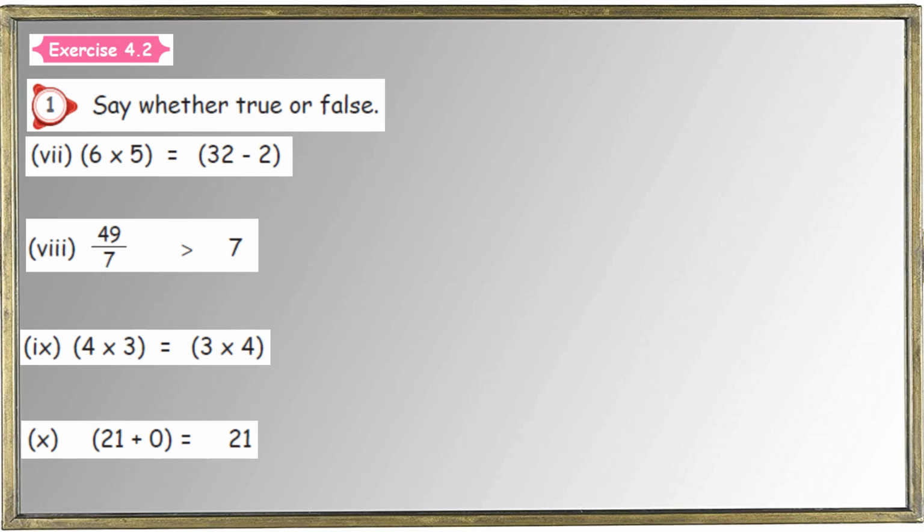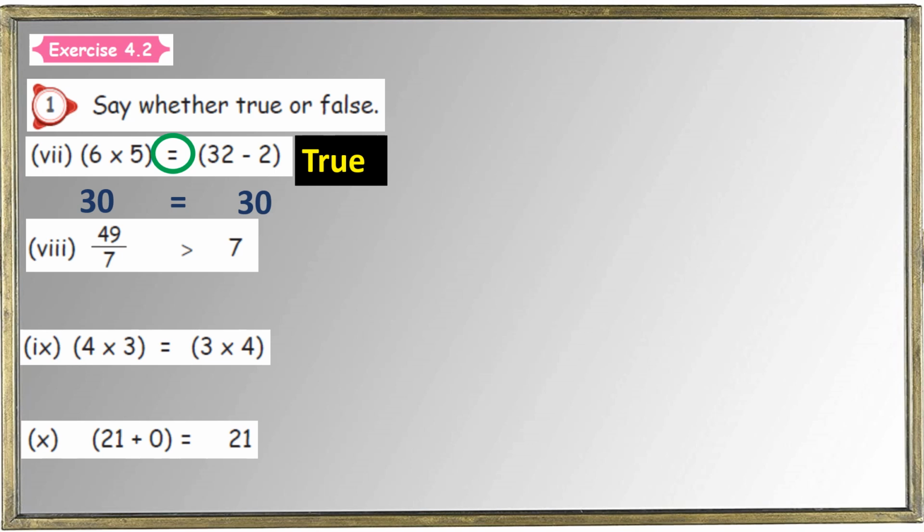Seventh sum, 6 into 5 is equal to 32 minus 2. Let us do the calculation first. 6 5s are 30, and on the right side 32 minus 2 is also 30. Check the symbol, here also equal to. So both answers are correct. So the statement is true.